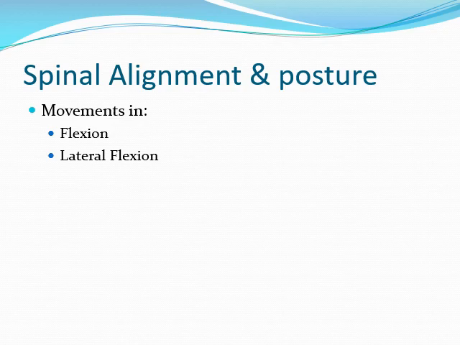When I have someone go through spinal flexion, I want to see even flexion throughout their spine. I don't want to see any flattened areas where there's not any real flexion taking place, because that's going to show where there are areas of stress. Same thing with lateral flexion. I want to see nice, even motion going throughout the spine.